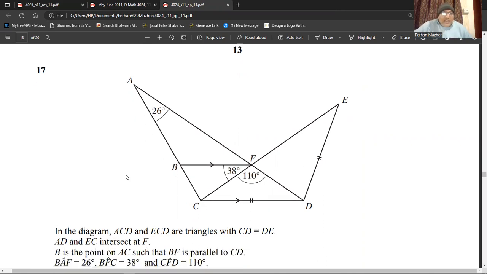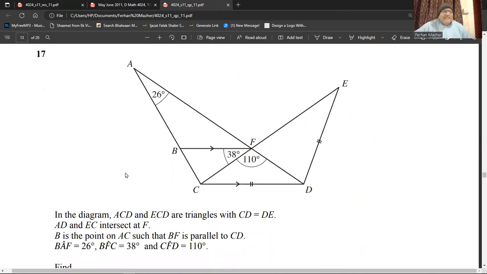He says in the diagram, ACD and ECD are triangles with CD equal to DE, AD and EC intersect at F. B is the point on the AC side such that BF is parallel to CD. You see this BF is parallel to the CD. So because we have parallel lines here, you might have alternate angles, corresponding angles, allied angles here.